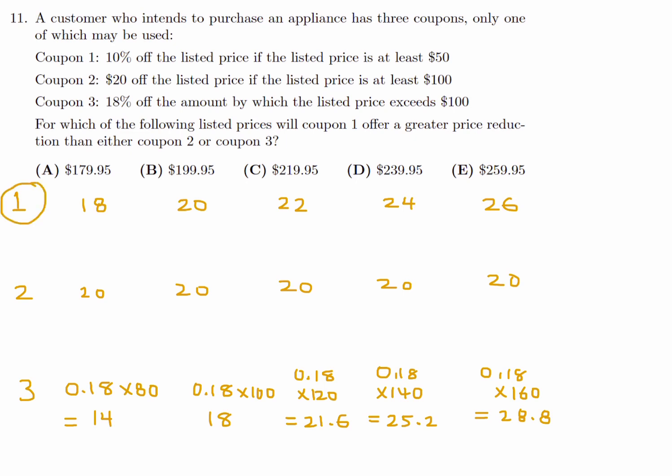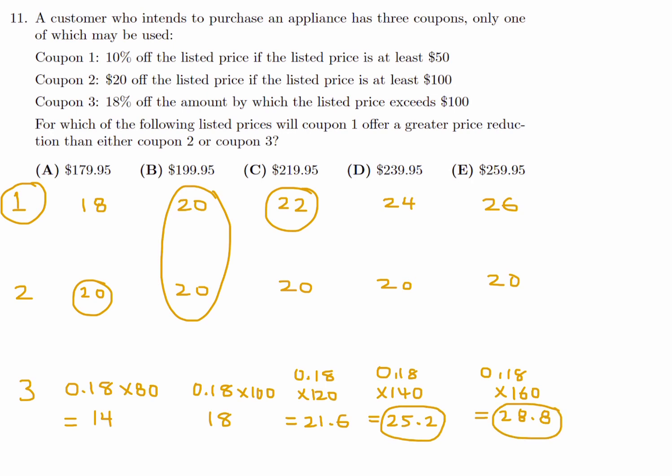Okay, so now in which scenario does coupon 1 offer the greatest discount? I'll circle the one that's largest in each category. Here there's a tie. Here it's coupon 1. Here it's coupon 3, and here it's coupon 3. So the one they wanted was when coupon 1 is the greatest price reduction, and that is for choice C, for number 11.